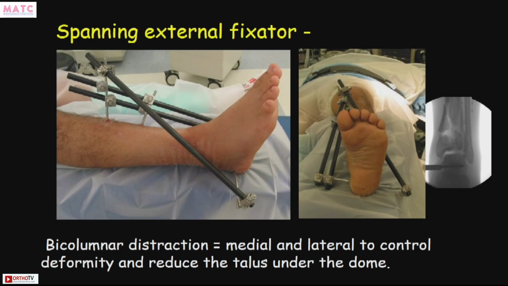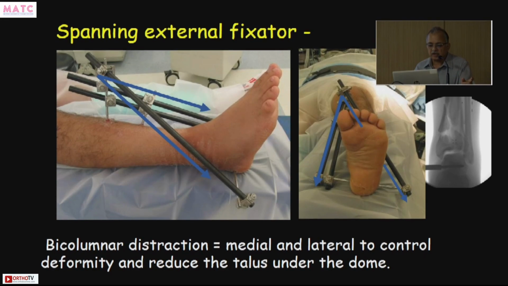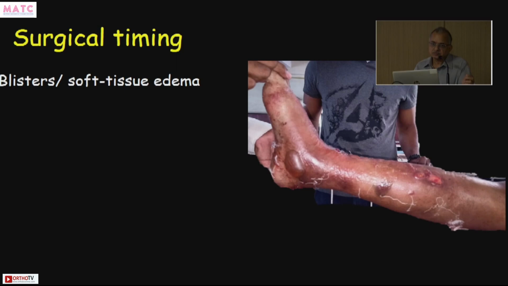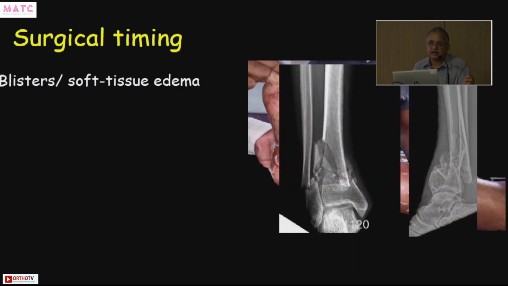So till that time you need a spanning external fixator, and it has to be a bicolumnar distraction. The medial and the lateral side have to have a controlled distraction so that the talus is reduced underneath the tibial plafond. So bicolumnar distraction and bring down the talus under the tibia so that you don't end up in complications. This is a common scenario, and this is a stage where one should not touch that ankle.